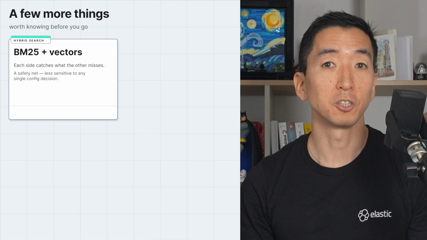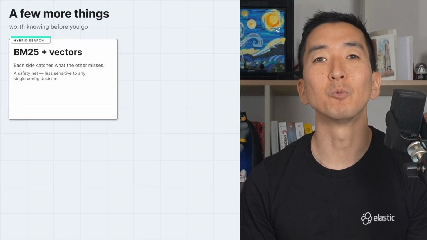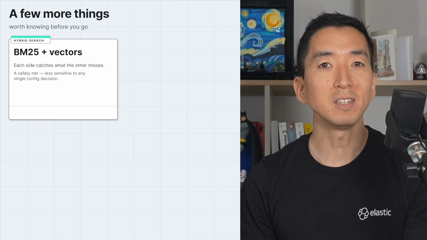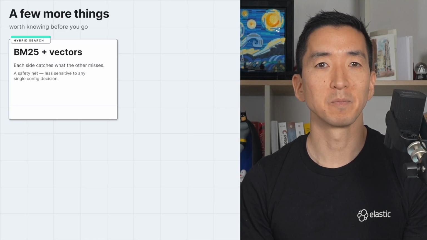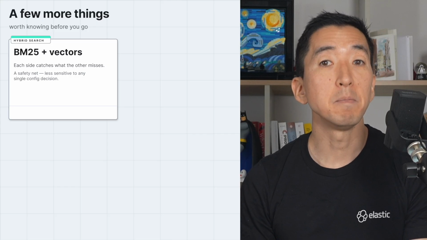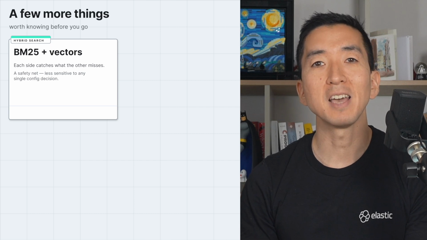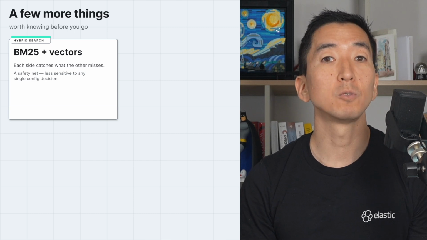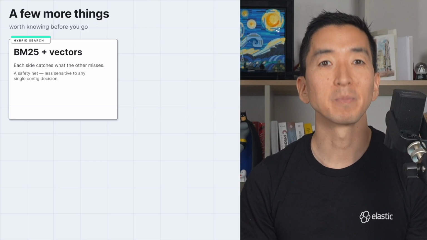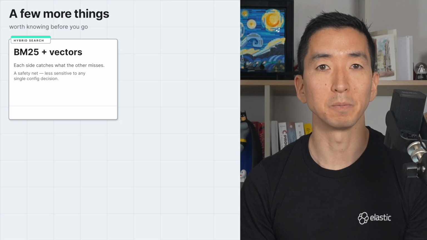Additionally, there are a couple more things worth knowing. We focused on vector search here, but most production systems actually combine vector search with BM25 or keyword search into what's called hybrid search. The reason is that they're exceptionally good partners. BM25 catches the exact keyword matches that embeddings miss, and embeddings catch the semantic stuff that keywords miss. For our heroes, it's yet another configuration choice, but it's one that also acts as a safety net. It makes your whole system less sensitive to any single vector config decision.